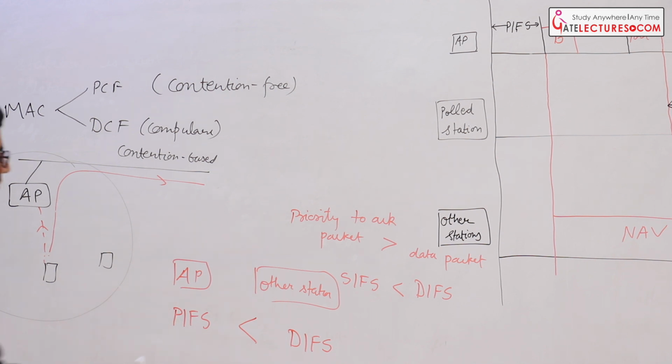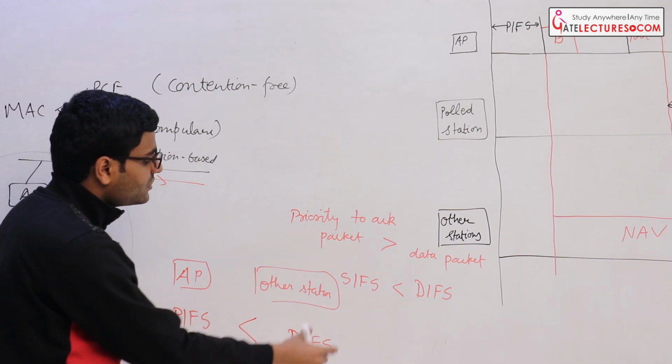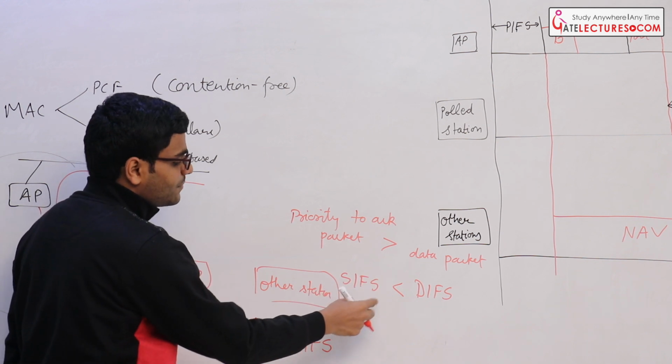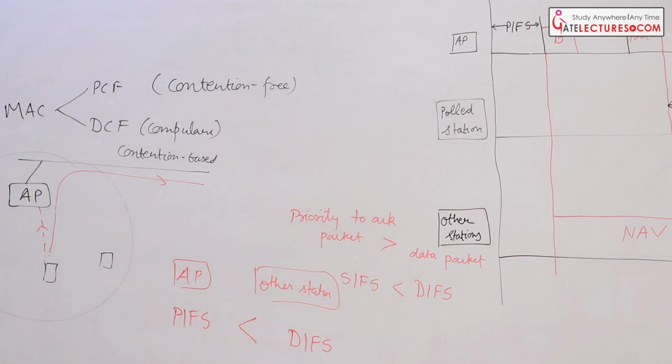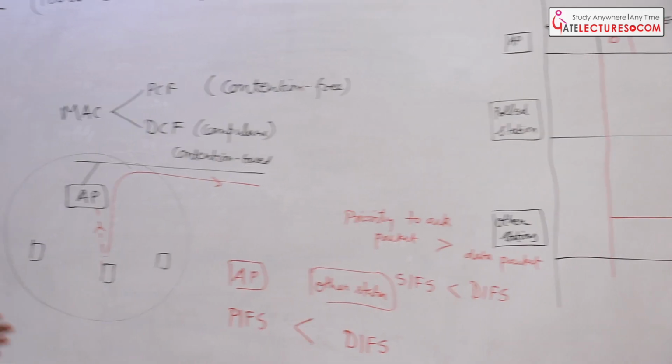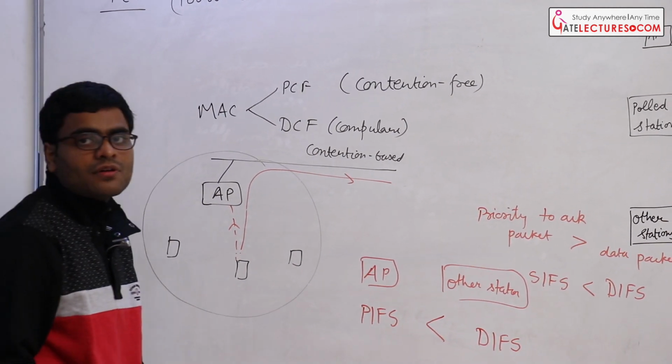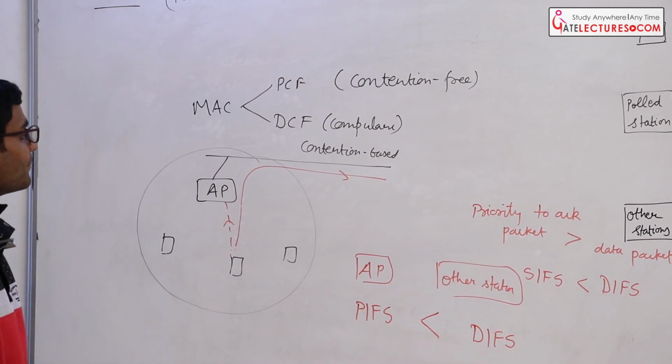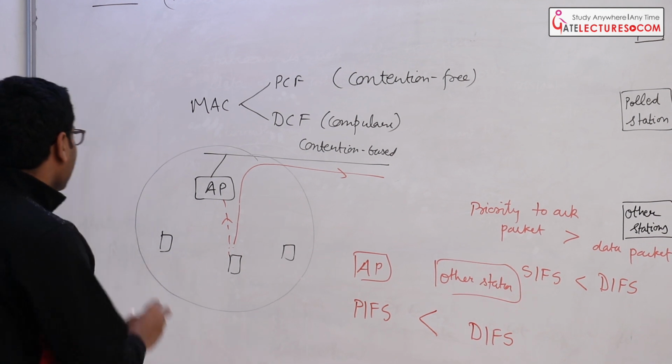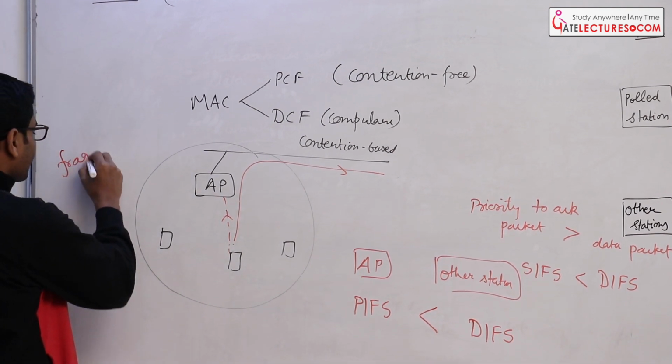In this way we choose the timing of these spaces: SIFS, DIFS and PIFS. Okay, so this is all about the two sublayers of MAC in Wi-Fi. In Wi-Fi, fragmentation is also allowed.